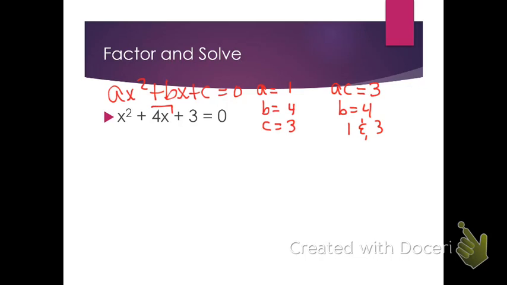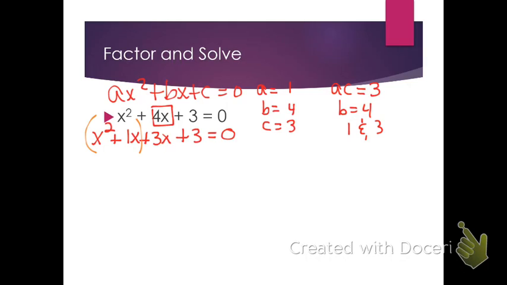Now I replace the middle term with those two values. So I'm keeping the x squared the same, I'm keeping the plus 3 equals 0 the same, but I'm taking out the 4x and I'm replacing it with a 1x and a 3x.